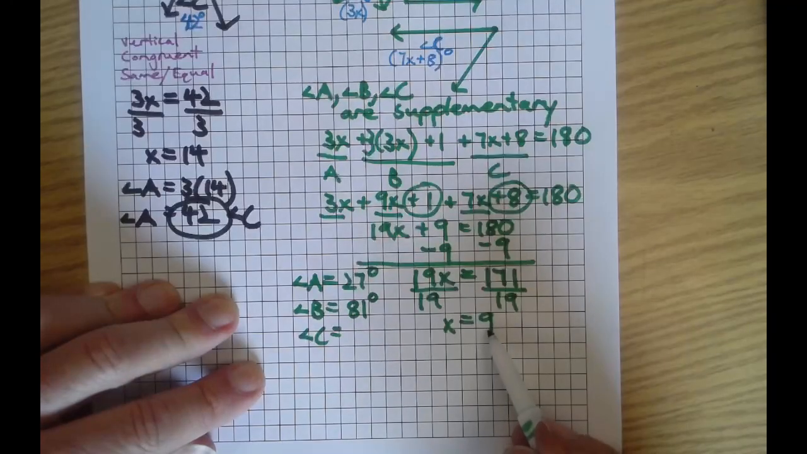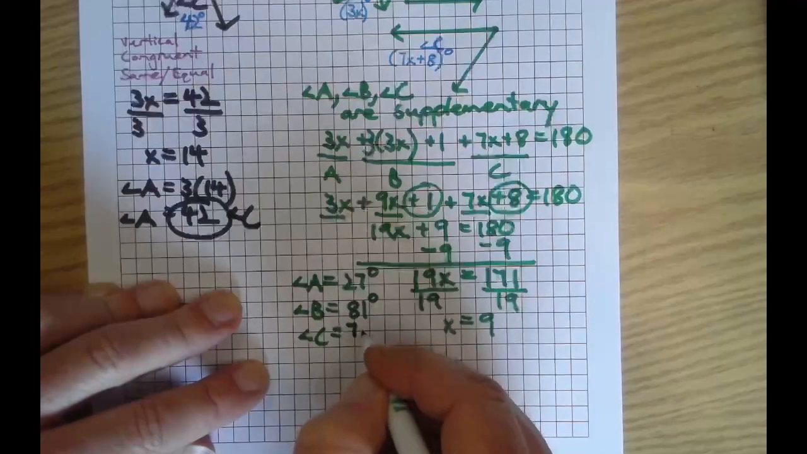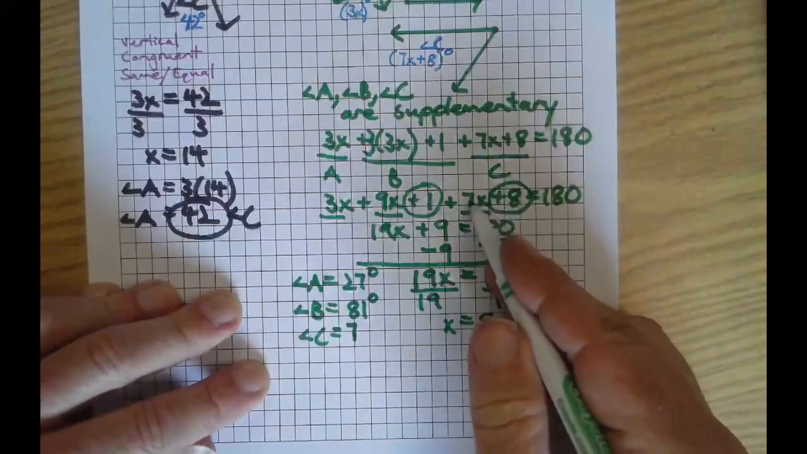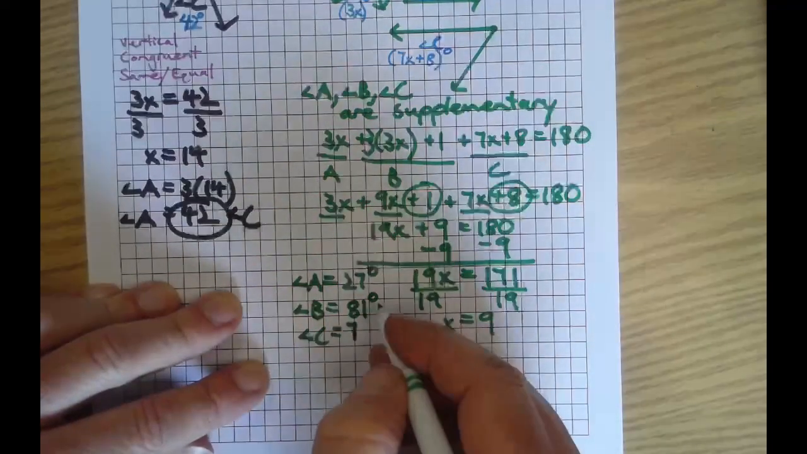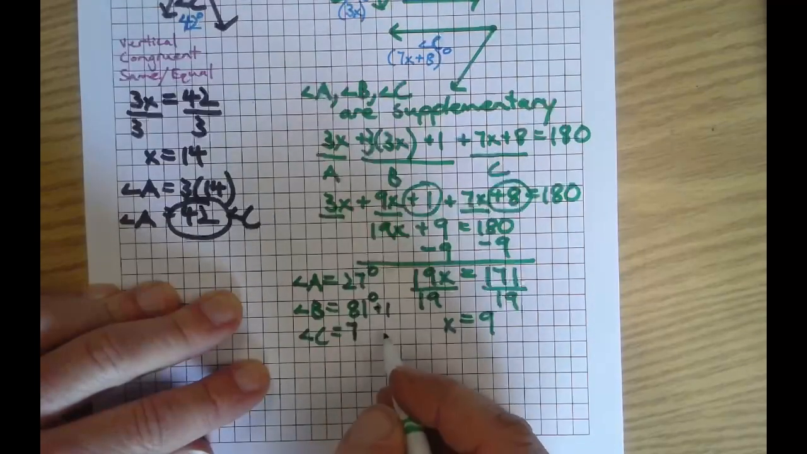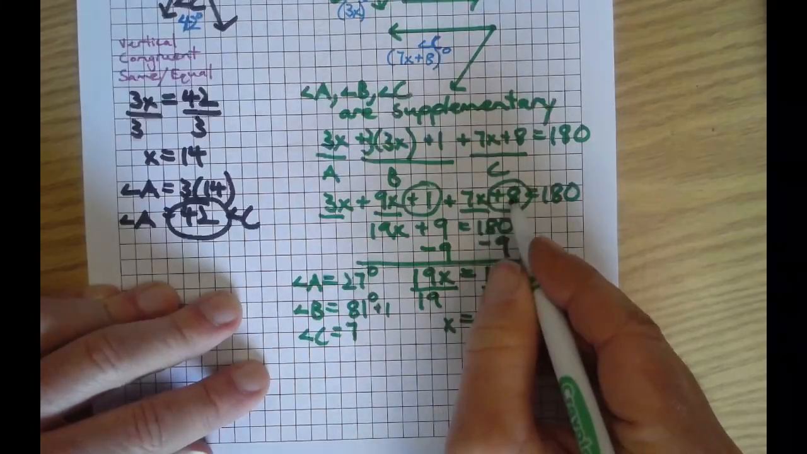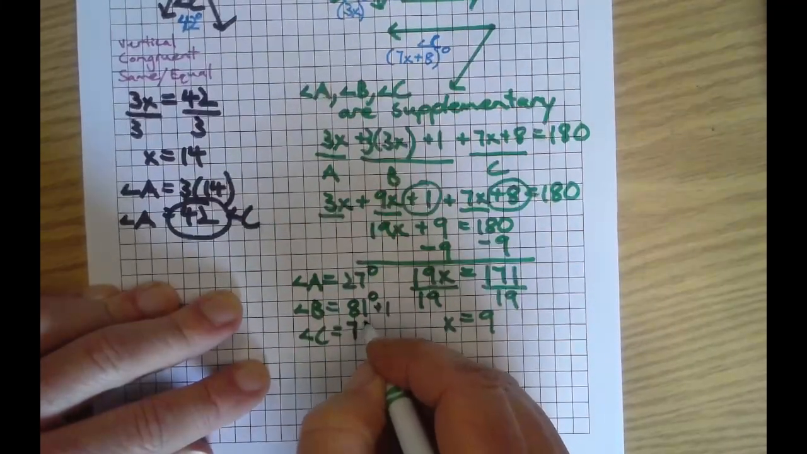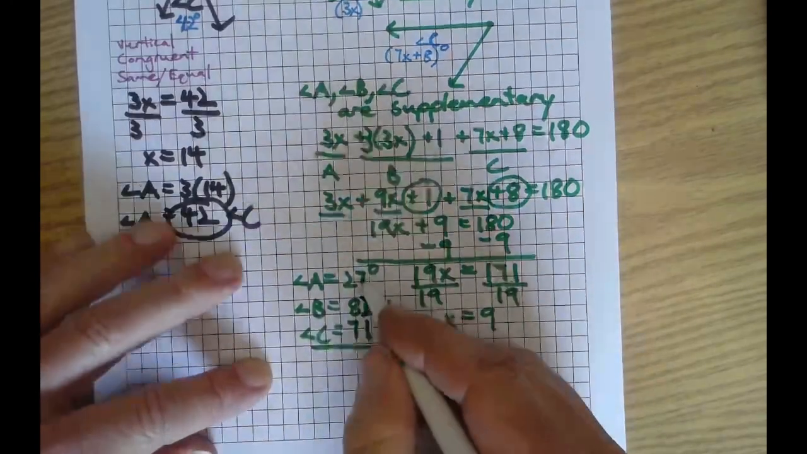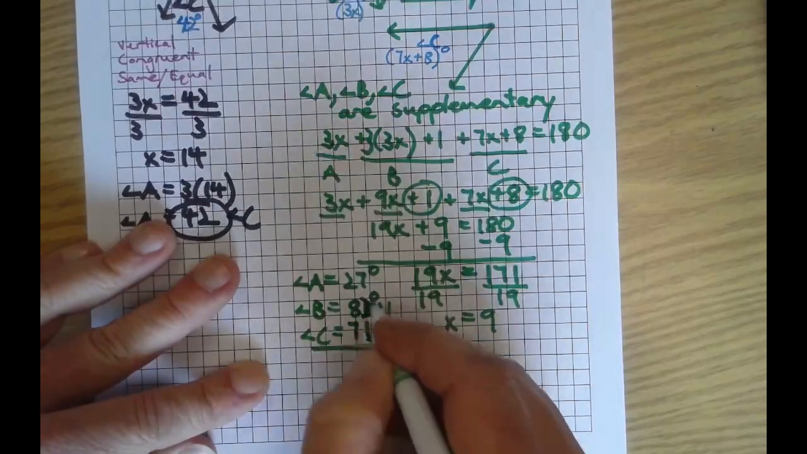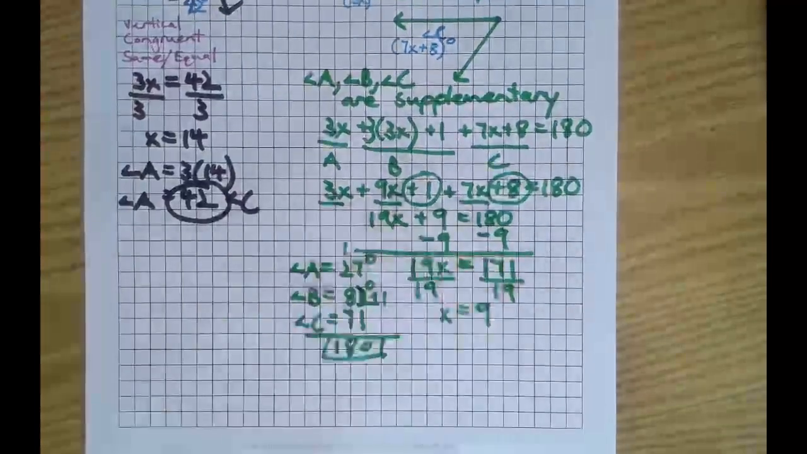7 times 9 is 63. Plus 8 is 71. Wait a minute. 7 times 9 is, oh boy, okay. Oh, 81 plus 1. And 9 times 7, 63 plus 8 is 71. 81 plus 1, 82. Let's add them together. Carry the 1. Yeah. There we go. They add up to 180.